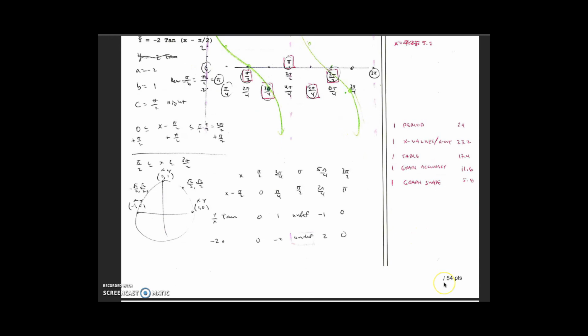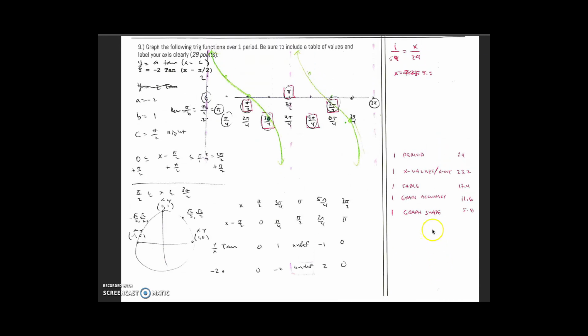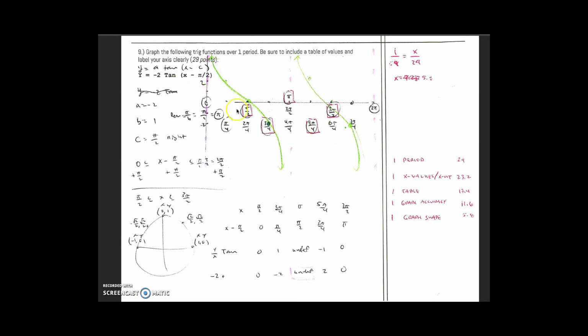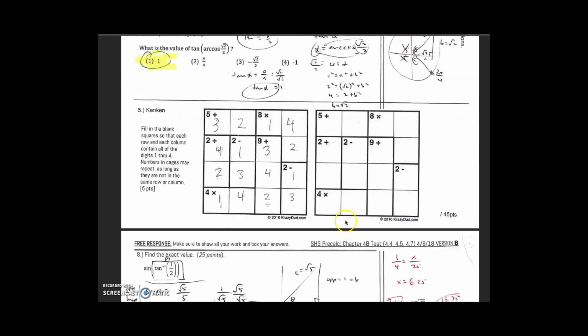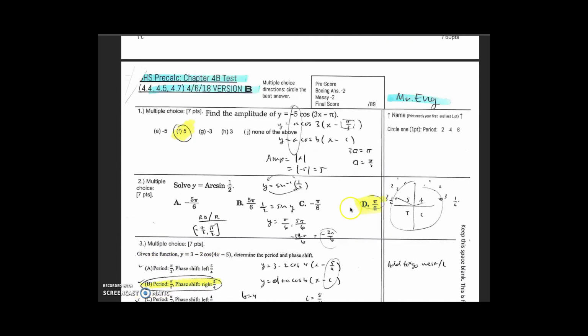So that's where I was at, 54. Remember, let's say all of this is correct and your period is wrong, then I marked you down to 23.2. You'll see the checks and X's as a combination of right and wrong. And then this whole version was out of 89. So please add up the 2 scores, subtract any of those, and you get your final score. I love math.